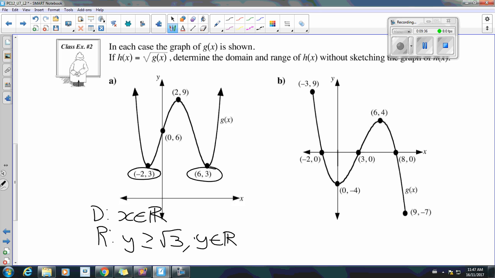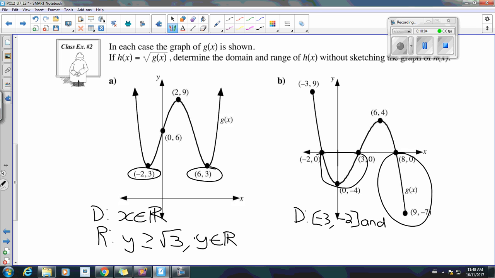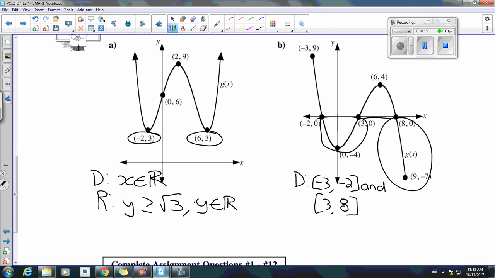Okay, B is a little bit trickier because it has sections of the graph that are beneath the x-axis. So for those portions of the graph, we do not include them in the domain of the square root function. So our domain here will consist of different segments. We will go from, there's no arrow here, so it stops at negative 3. So we will have from -3 to -2, and there's two pieces. We would have this section from 3 to 8. So you can write it with an and or a comma. It's just showing that there's two sections of it.